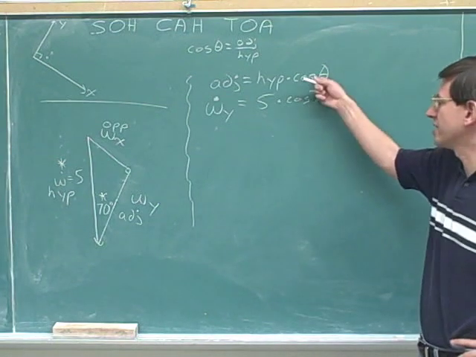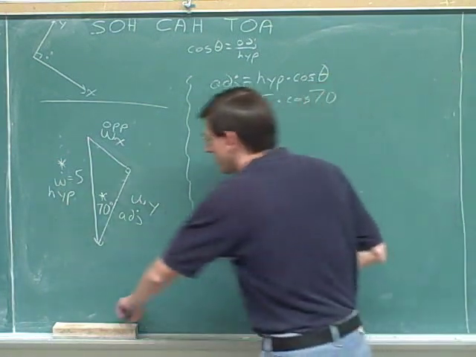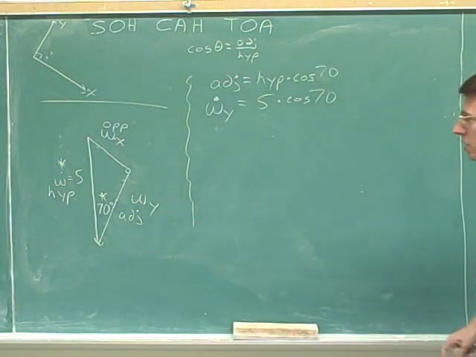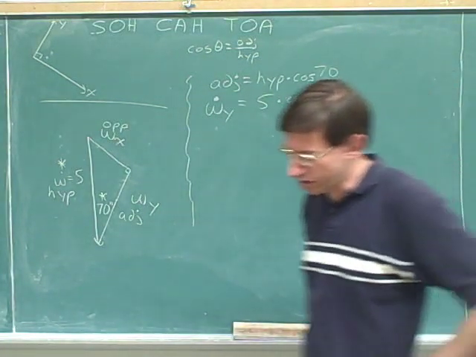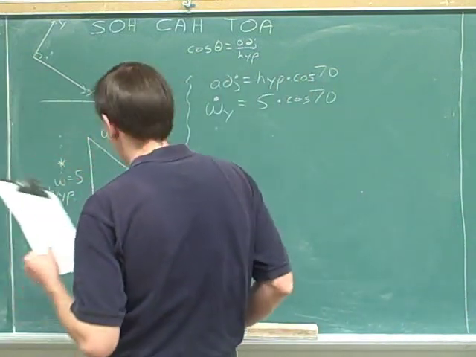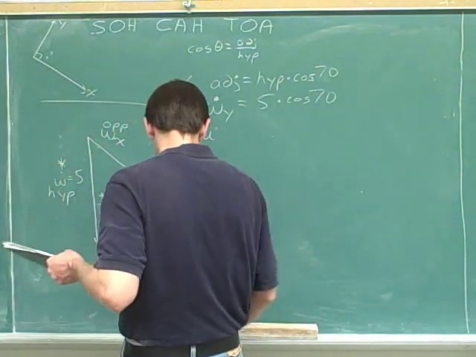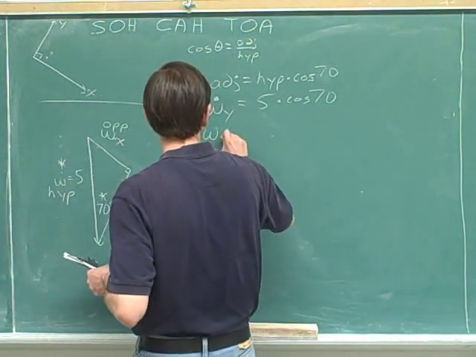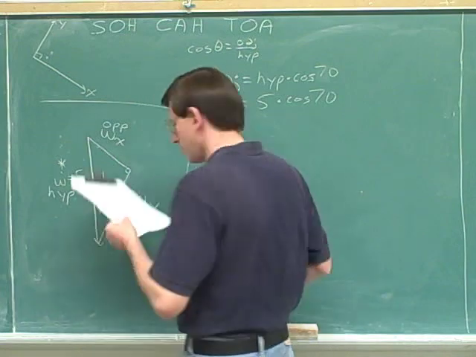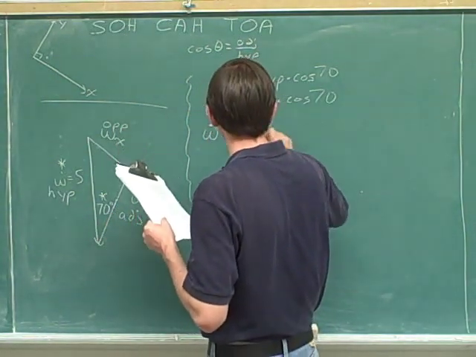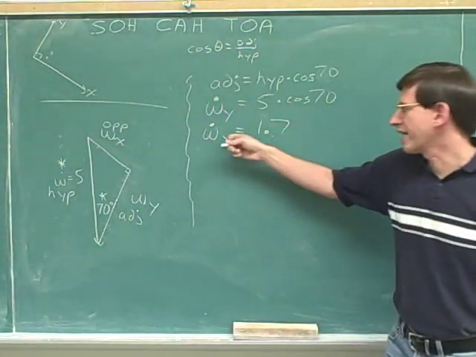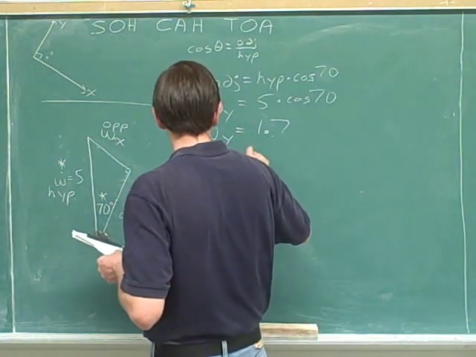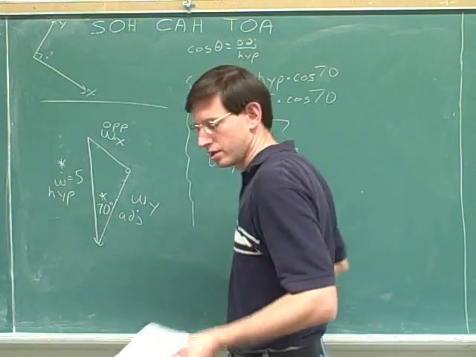Maybe I shouldn't really have used theta because I didn't label theta in the diagram. Maybe I'll go back and say this was 70. Okay, now we just get our calculator and do 5 times the cosine of 70. That's 1.7. This is still a magnitude, so I'm not going to indicate the sign. But then there has to be another step where I do find the sine component.